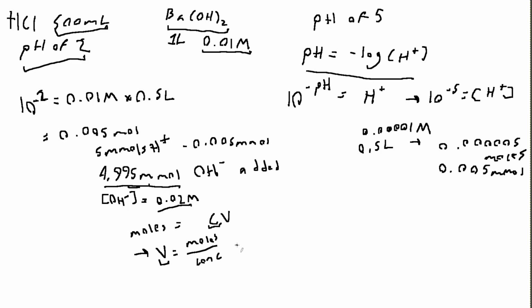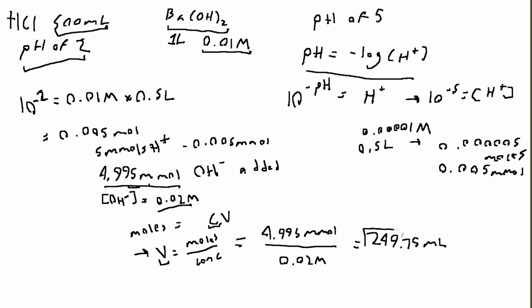Okay, so plugging this in, we get 4.995 millimoles over 0.02 molar, and then you can run the math yourself. You get 249.75 milliliters. That's our answer for the final volume that we need, and it should be pretty obvious that the scientist does have enough because they have 1 liter of solution, and this is much less than 1 liter.